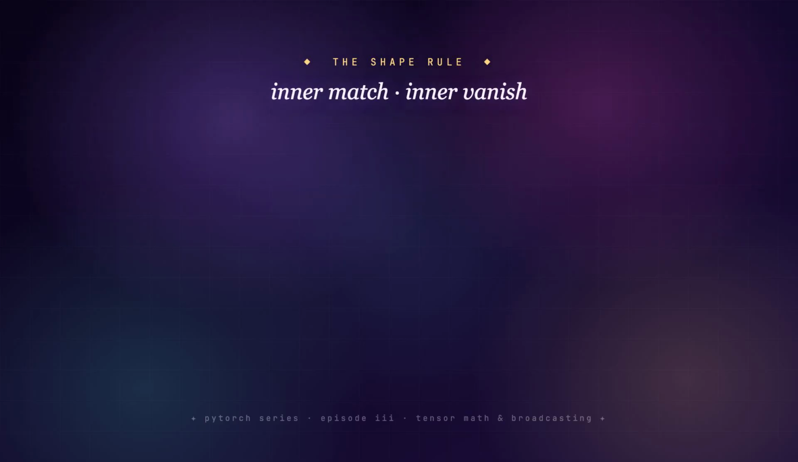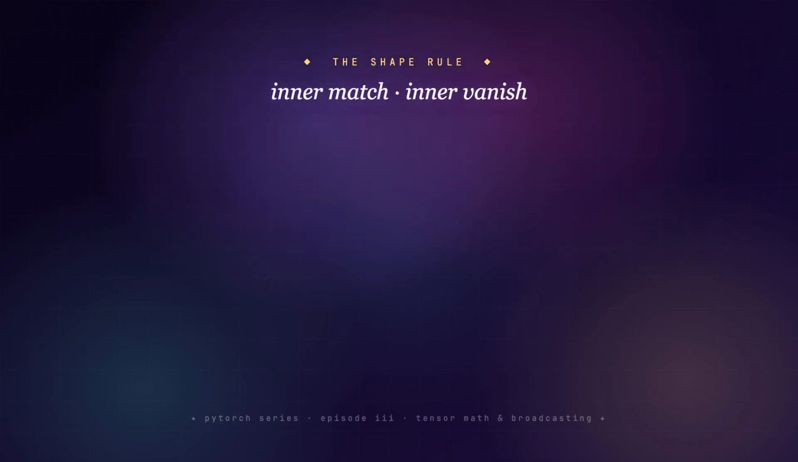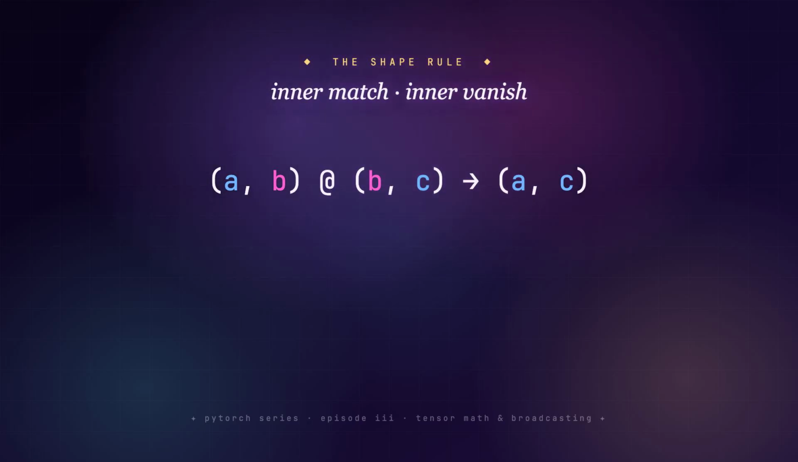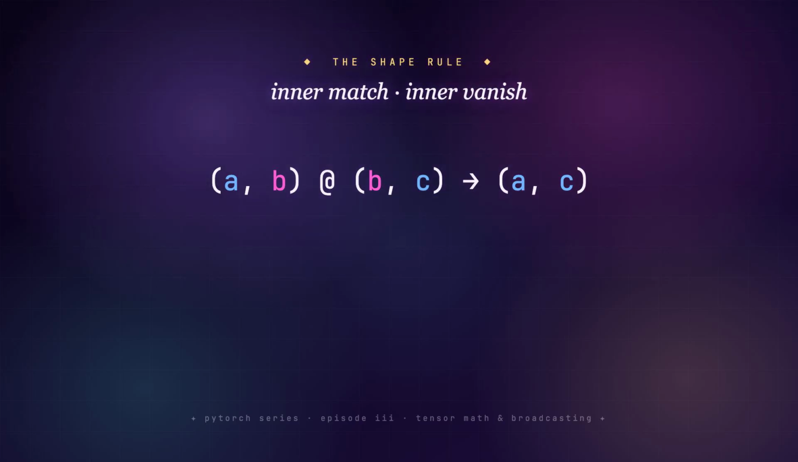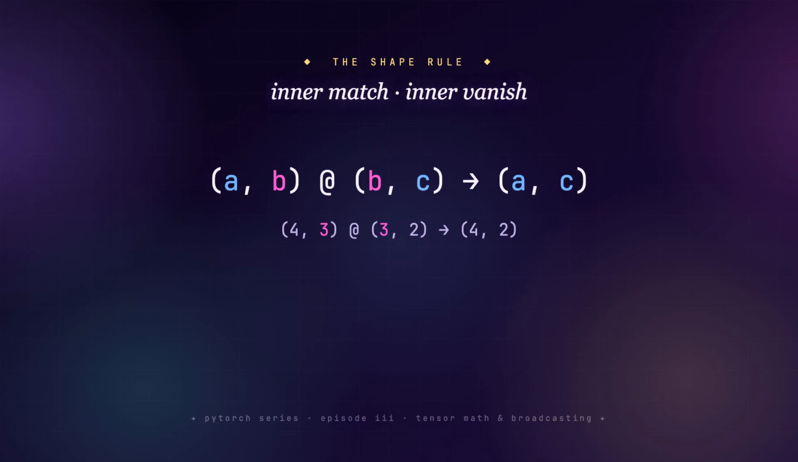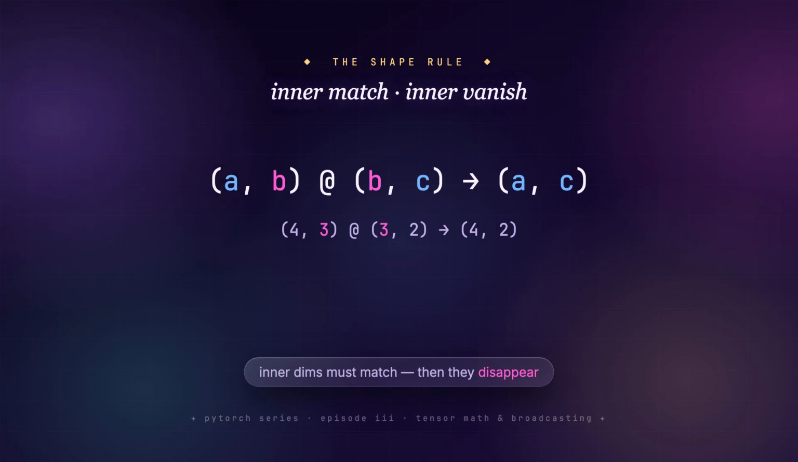Matrix multiply has exactly one rule you must respect. An A by B matrix times a B by C matrix gives you A by C. Look at what happens. The inner two numbers, both B, have to match and then they vanish. The outer numbers A and C survive and become your answer shape. Inner must match, inner disappears, outer stays. Memorize that and you'll never guess at a matmul shape again.